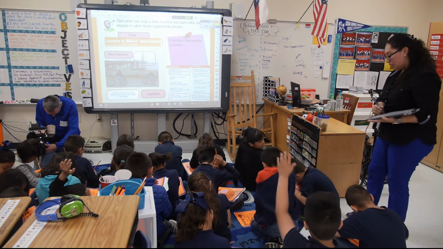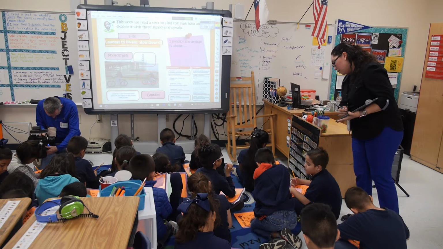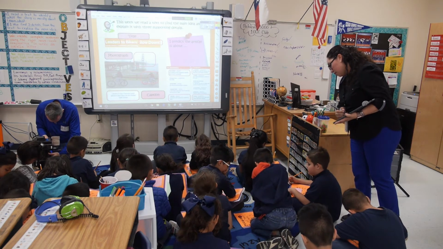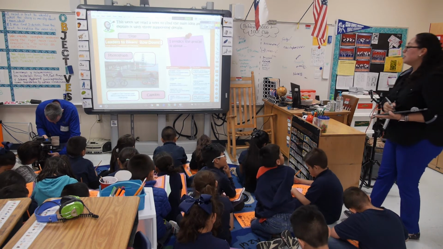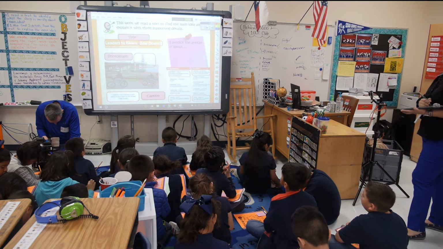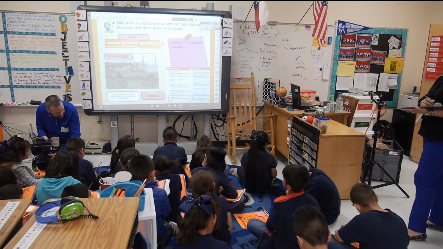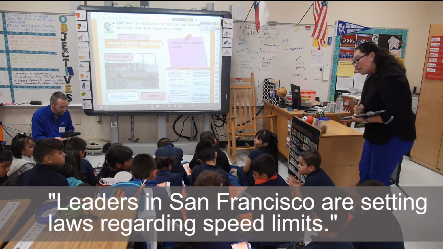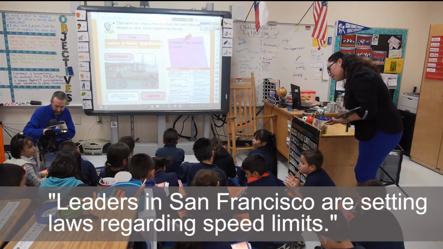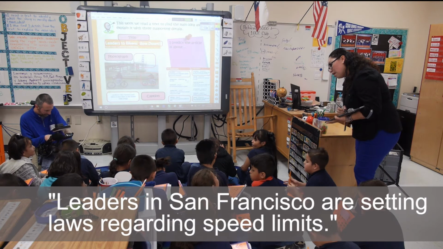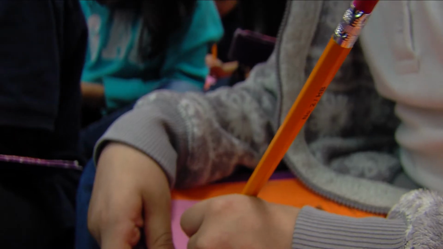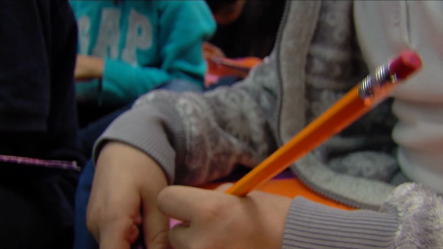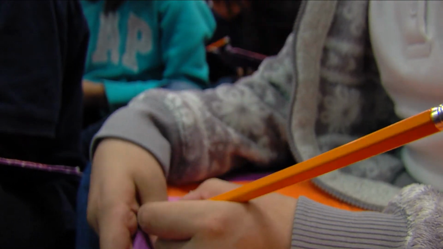Yes, Ricardo? I predict the article is about some bikers that slow down on the Golden Gate. Okay, so they are actually slowing down their velocity. It's going down on the Golden Gate Bridge. Okay, Gabby? I predict the article is about leaders in San Francisco who said to slow their speed limit. Leaders in San Francisco are setting laws for speed limit. Very good. All right, so we're going to corroborate our prediction while you're doing your activity.